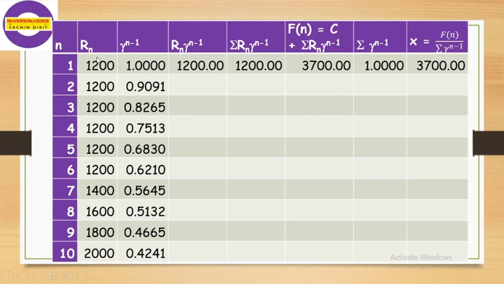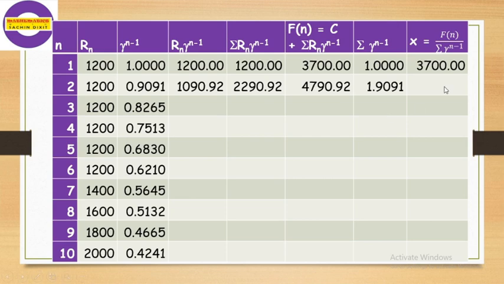In the second year, running cost is 1200. Gamma raised to 1 is 0.9091. So multiplication of these two gives 1090.92. Then we add this value to this summation 1200, so we get 2290.92. Then we add here cost of machine 2500, so we get 4790.92. Then we write here cumulative addition, that means we have to add this one to 0.9091, we get 1.9091.